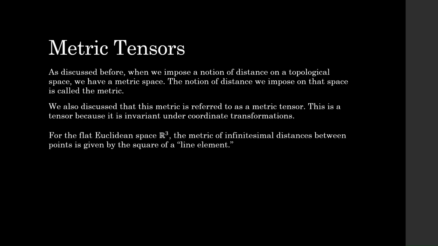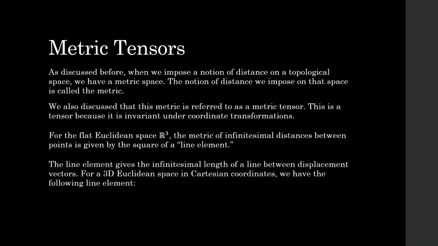For the flat Euclidean space R3, the metric of infinitesimal distances between points is given by the square of a line element. The line element gives the infinitesimal length of a line between displacement vectors. For a 3D Euclidean space in Cartesian coordinates, we have the following line element. So ds equals dx plus dy plus dz.